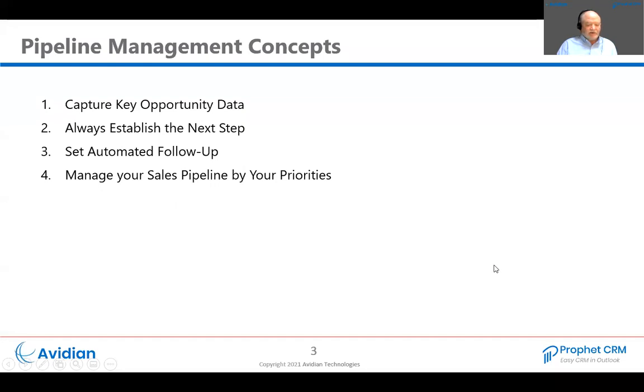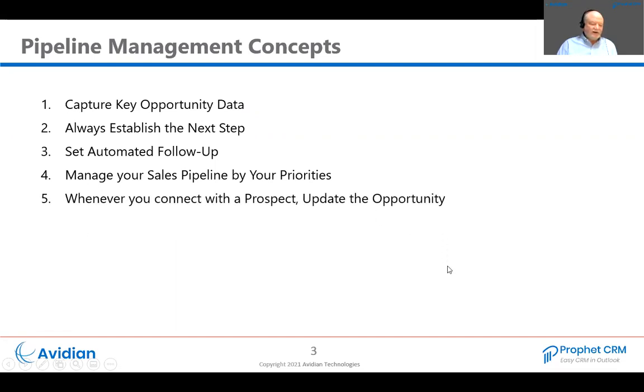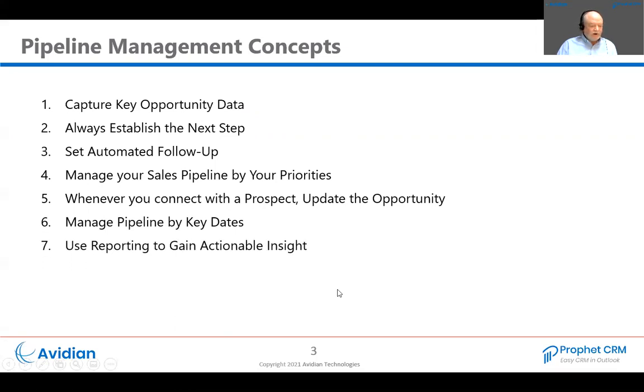You have to get your mind around what your priorities are. They could be different for each of you, but you have to be able to manage your sales pipeline by your priorities. And a key concept is, frankly, whenever you connect with a prospect, update the record. It's not very hard. If you don't do that, you're going to lose track of where you were and where you left off. Key dates are, of course, important: estimated close date, last modified date, things like that. Next step date.